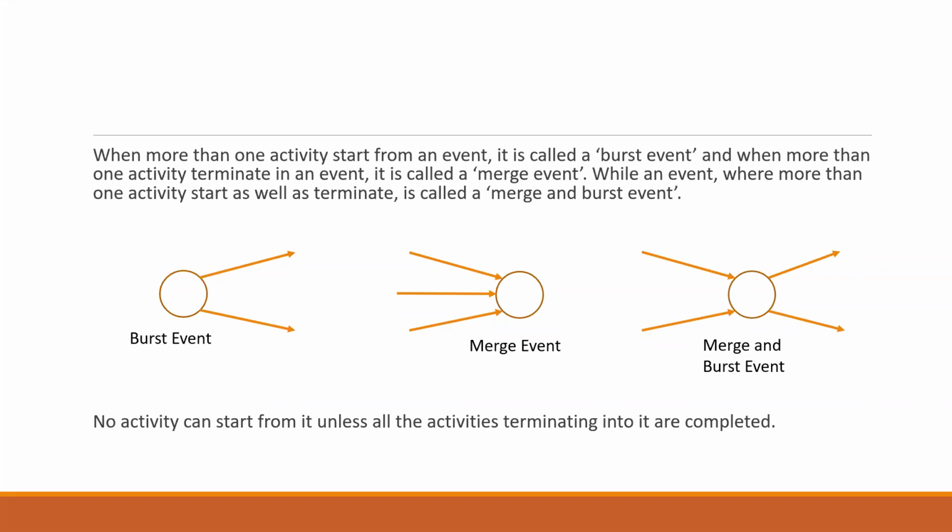So until and unless the previous activities which are terminating in a particular node are completed, we do not start the next activity. This is a rule which you have to remember when we actually do the calculation for the completion of the project, especially based on your critical path.